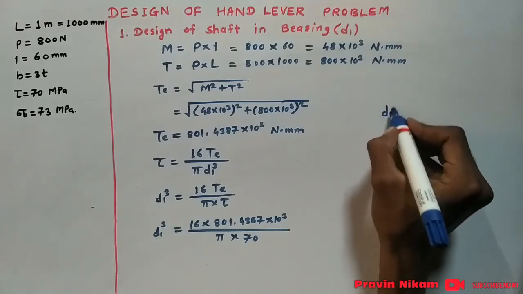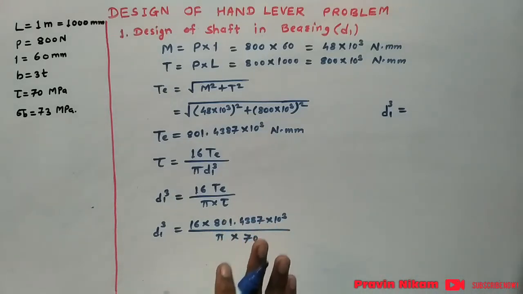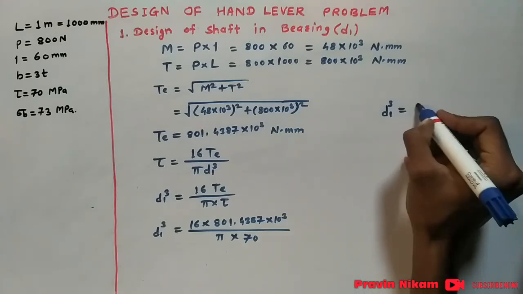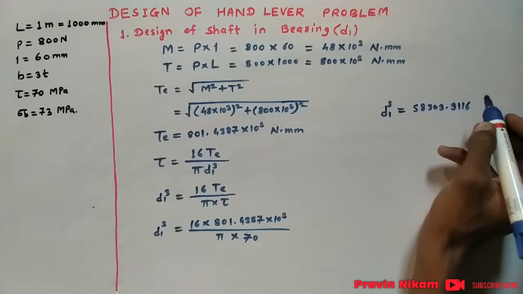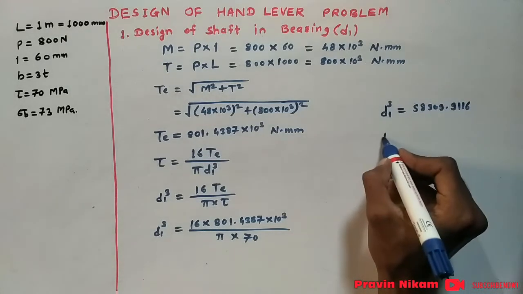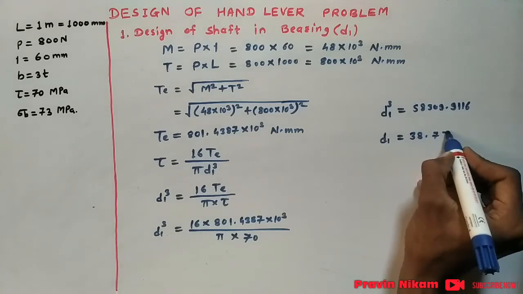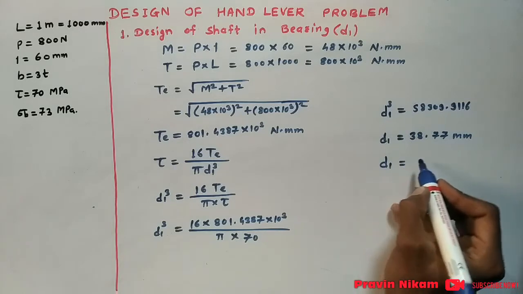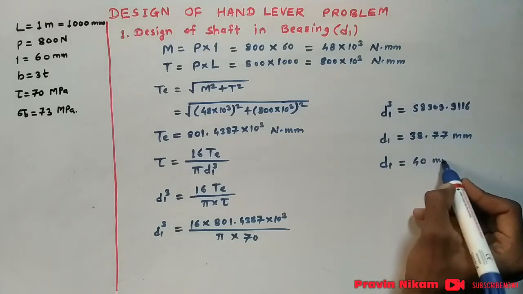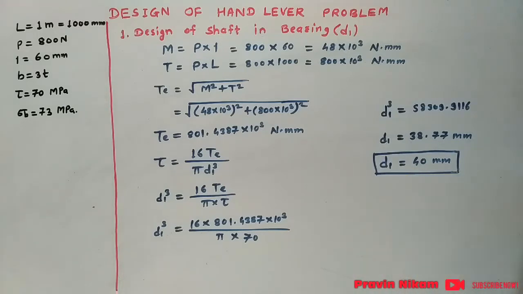Now therefore d1 cube is equal to, so put these values in your calculator, you will get 58309.9116. So take a cube root of this, you will get d1 is equal to 38.77 mm. So round up this value and take a standard diameter of shaft, that is 40 mm. So diameter of shaft in bearing is equal to 40 mm.